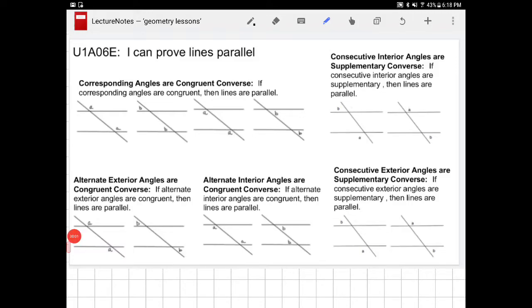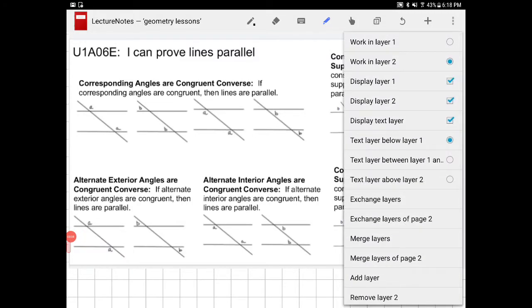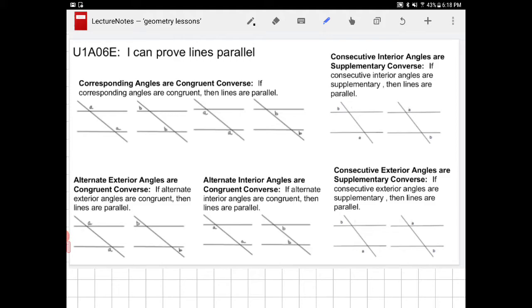Hello students, this is lesson U1A06E. Hopefully by the end of the period you should be able to say, I can prove lines parallel.